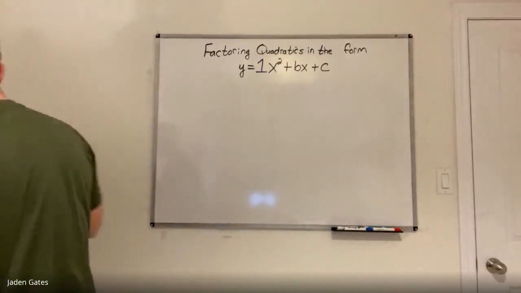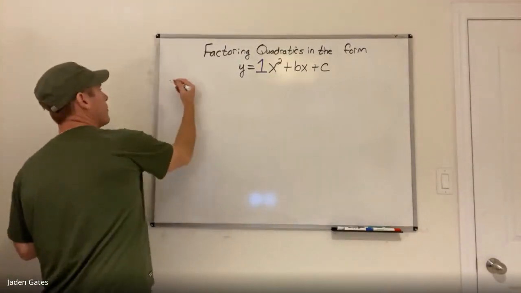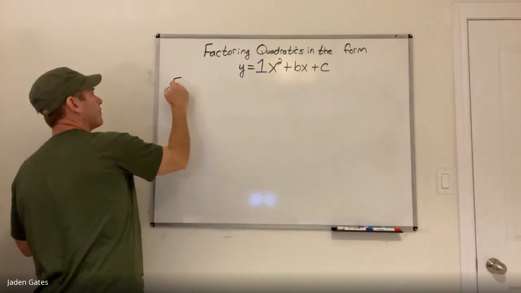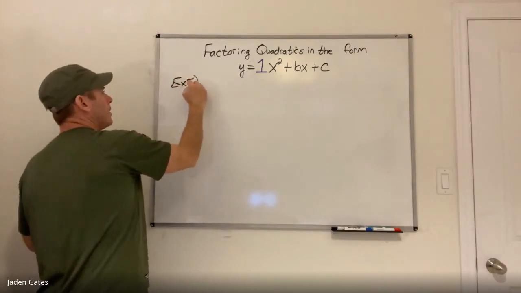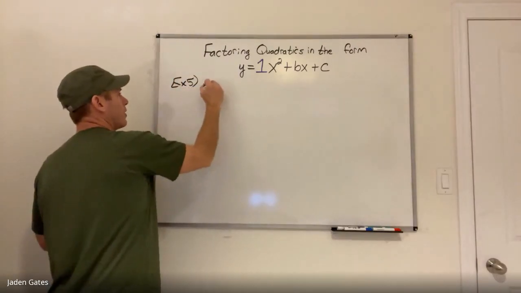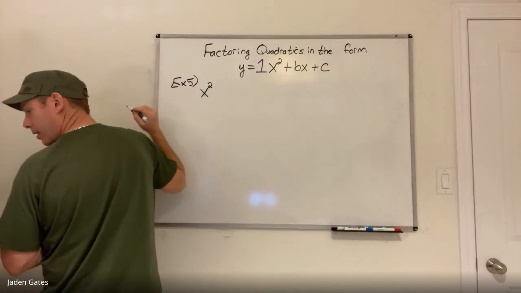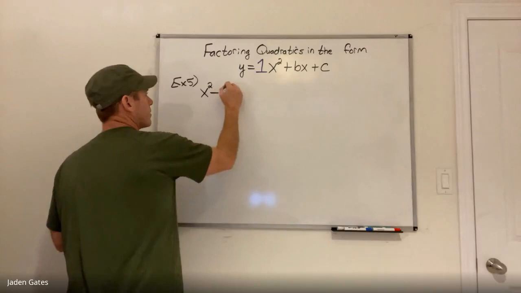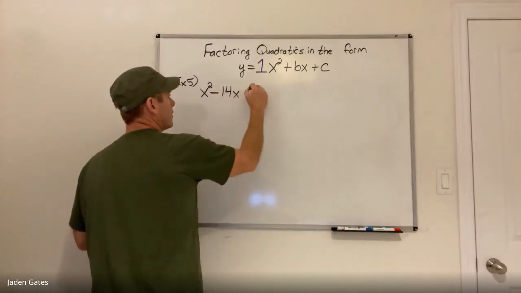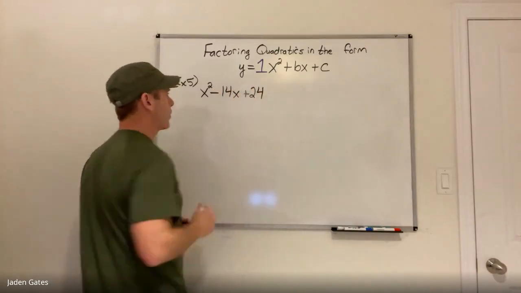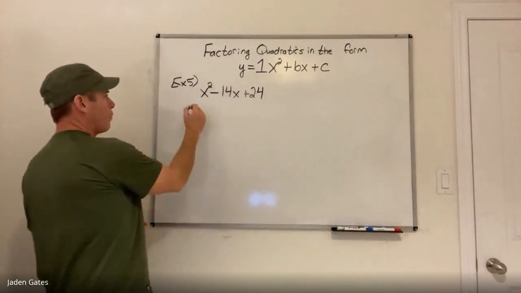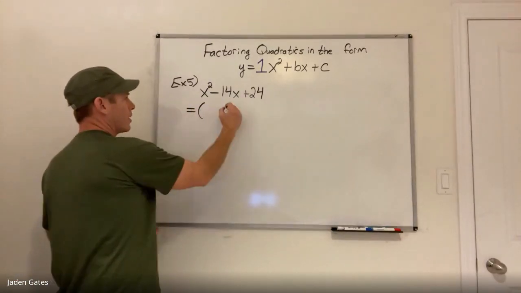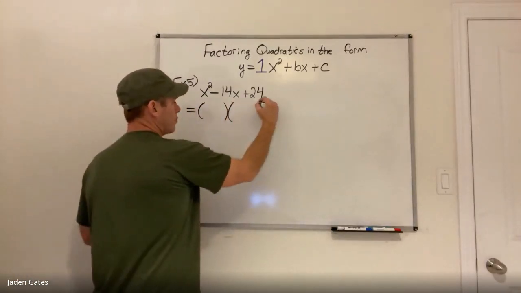All right, so let's see here. I have example 5, where I have x squared minus 14x plus 24. And once again, when I factor this, we're going to get ourselves 2 brackets.